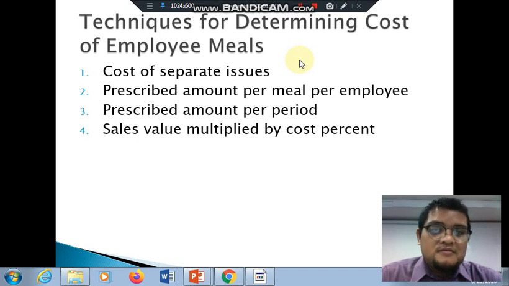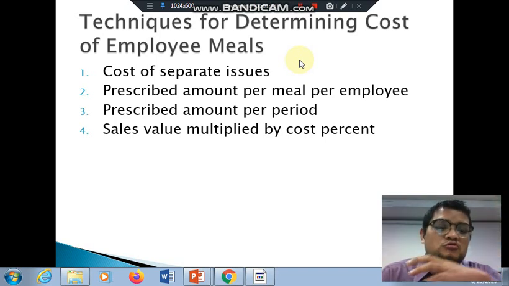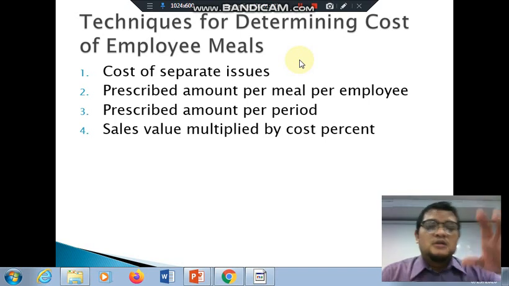So there are four methods or techniques to determine the cost of employee meals. Number one is cost of separate issues. Guys, what is cost of separate issues? Remember the word issuing? Issuing means taking out food from the store. In this technique, you don't have any calculation. You just need the proper record. You have to have separate issues between food for sales and food for employee meals.